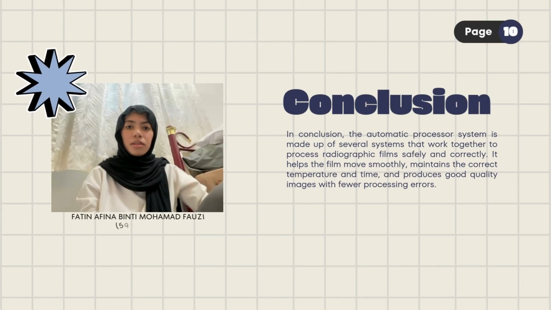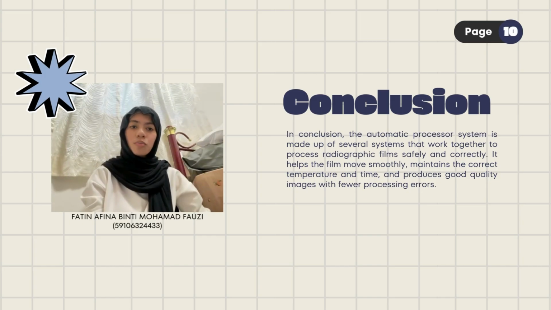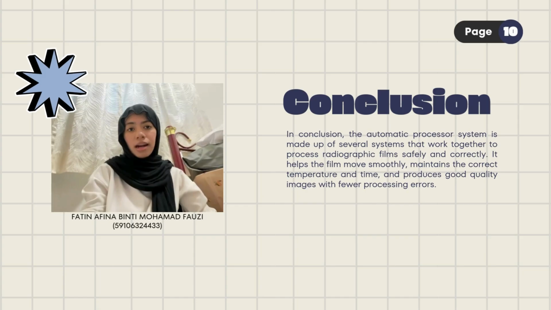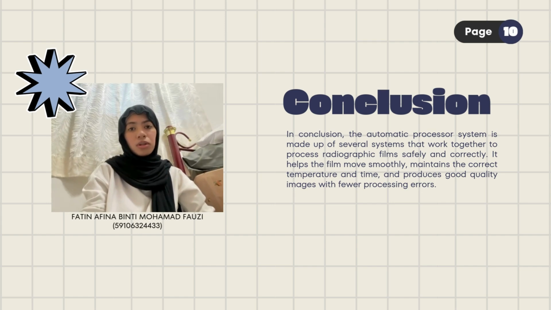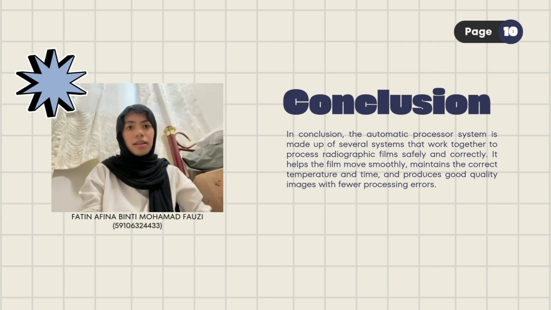In conclusion, the automatic processing system is made of several systems that work together to process radiographic film safely and correctly. It helps the film move smoothly, maintains the correct temperature and time, and produces good quality images with fewer processing errors.